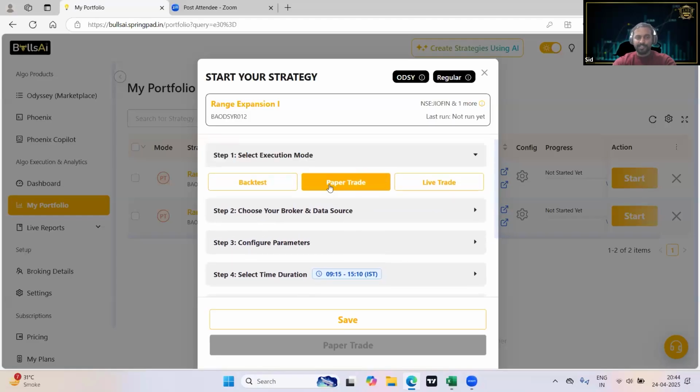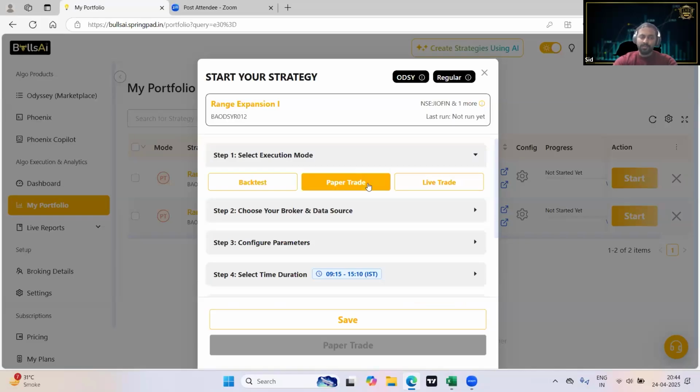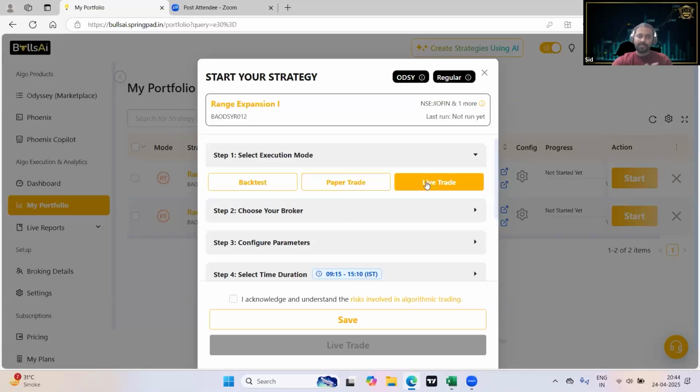There are 3 different options, but since it is an Odyssey strategy, my main focus should be on either paper trade or live trading. The option is up to you. If you just want to test out the strategy, get a feel of how it runs, how it enters and how it exits, you can do a paper trade. If you want to start using it for your live trading, you can click on live trade. That's the only difference.